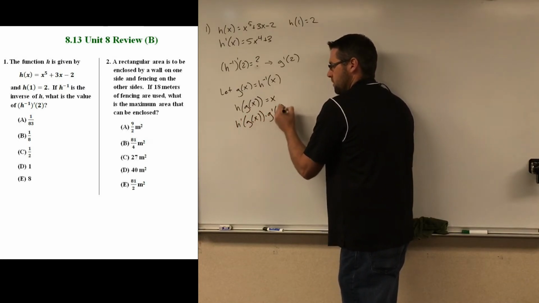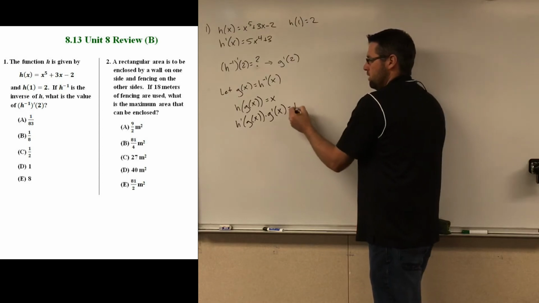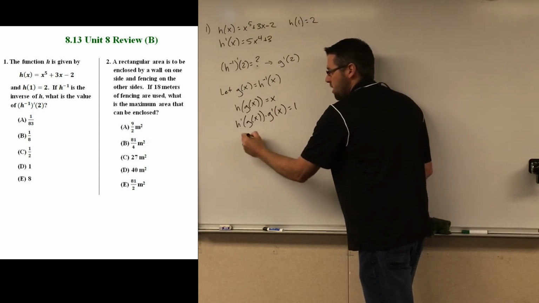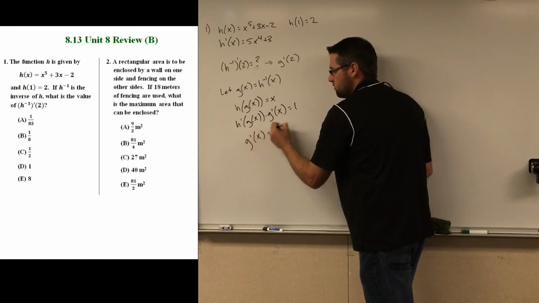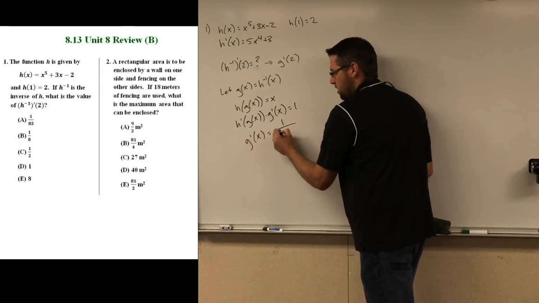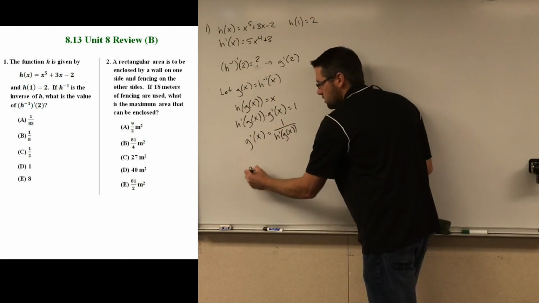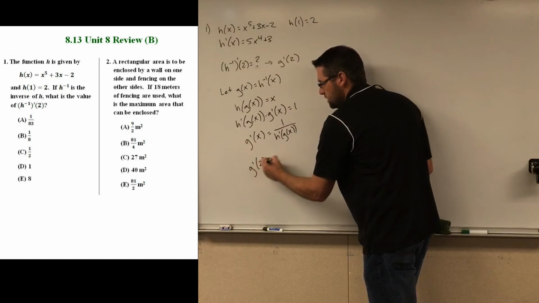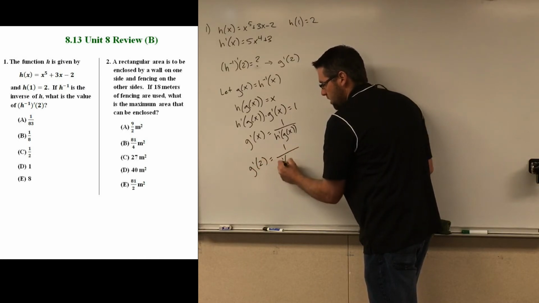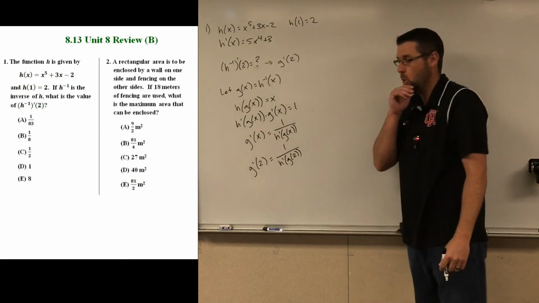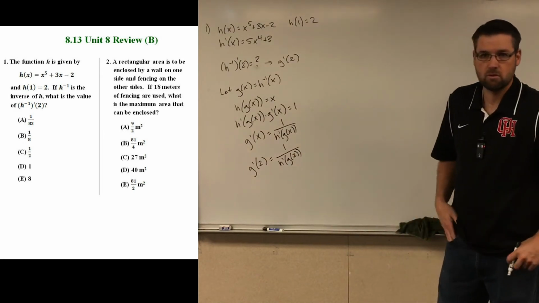So chain rule equals what? 1. And now we're looking for g prime. So we're going to solve. So g prime of x is equal to 1 over h prime of g of x. Agreed? Now we want g prime of 2. So g prime of 2 is equal to 1 over h prime of g of 2. Here's where it gets a little weird. What is g of 2?